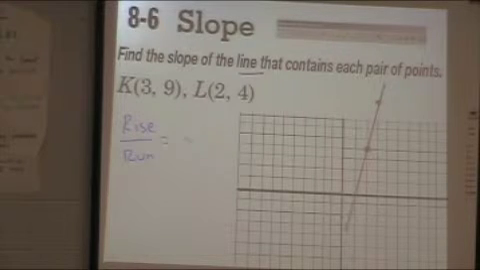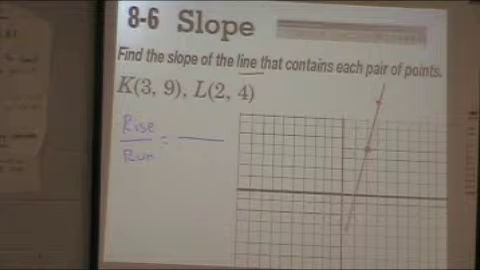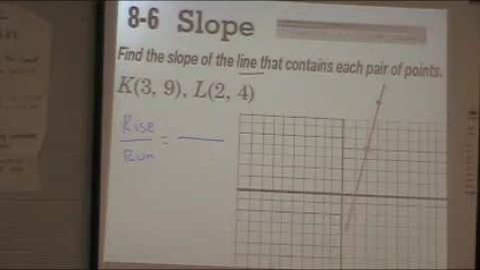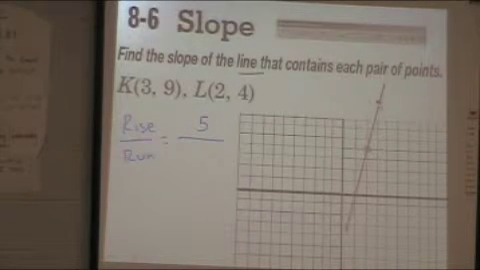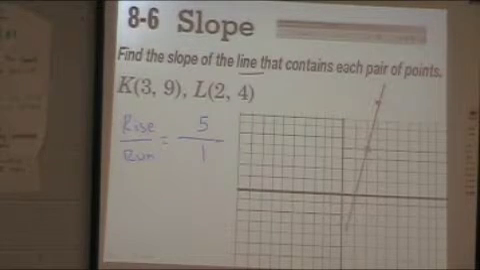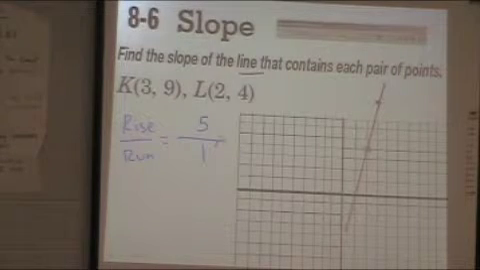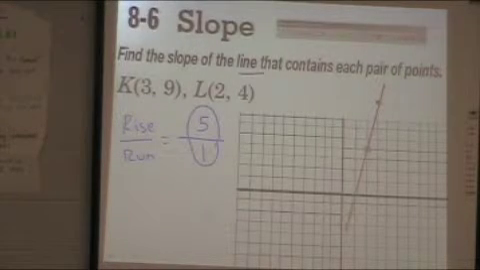Okay, so now you just have to find what the rise is and put it on top, and find what the run is and put it on bottom. So start right here and say, how many do I rise? I rise 1, 2, 3, 4, 5. So what was my rise? 5. And then how many to the right do I have to go? 1. So what's my run? 1. So my slope is 5 over 1.